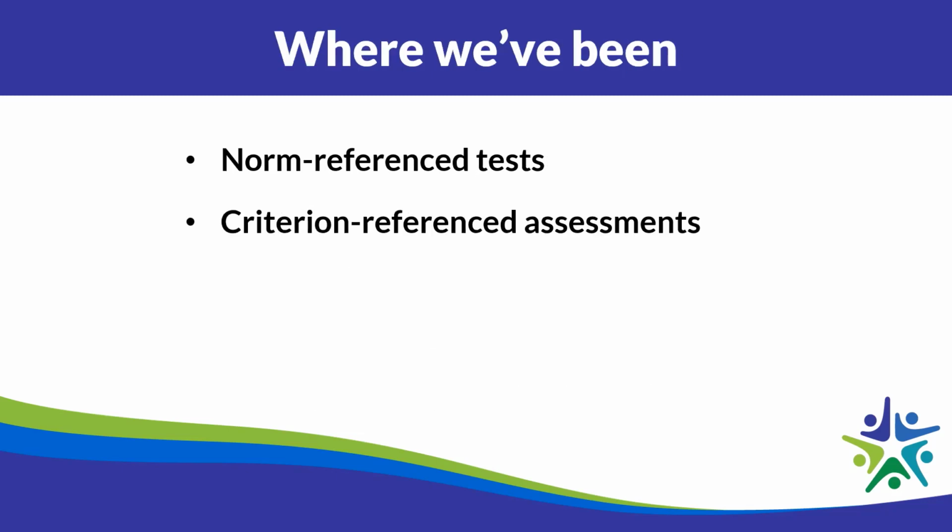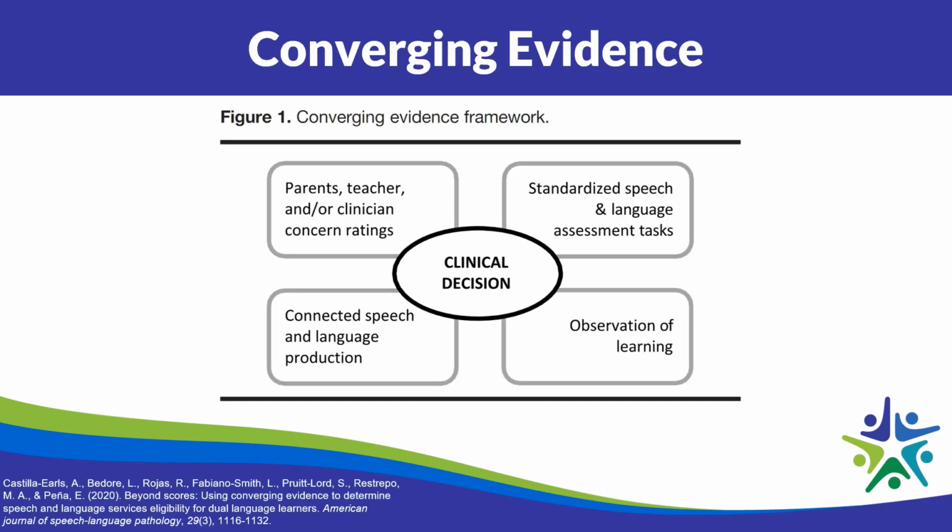So thinking back to where we've been, we've covered both norm-referenced and criterion-referenced testing. Within criterion-referenced testing, we focused a lot on questionnaires, observations, reviewing student work. These are essential elements to our comprehensive evaluations. And we can see how these multiple pieces of assessment data help with our converging evidence framework. So this figure here is from a great paper describing how to use multiple pieces of data for our assessments.